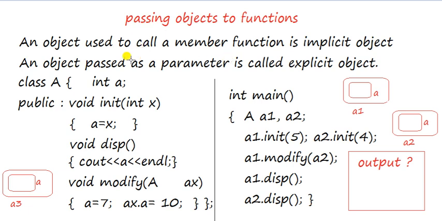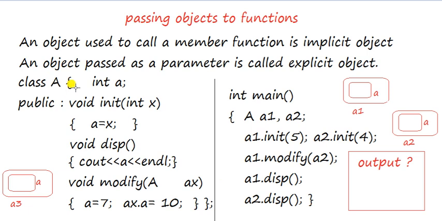Let me recall, an object used to call a member function is implicit. An object used as a parameter is an explicit object. That you know. Let's apply this concept here and try to understand this example.